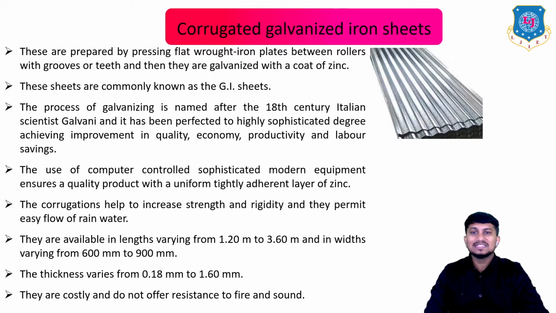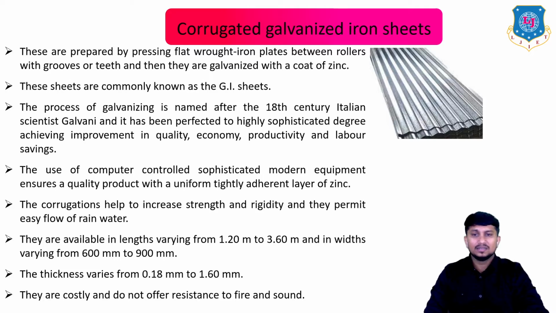The process of galvanizing is named after the 18th century Italian scientist Galvani, and it has been perfected to a highly sophisticated degree, achieving improvement in quality, economy, productivity, and labor savings. The use of computer controlled sophisticated modern equipment ensures a quality product with a uniform, tightly adherent layer of zinc. The corrugation helps to increase strength and rigidity, and they permit easy flow of rainwater.